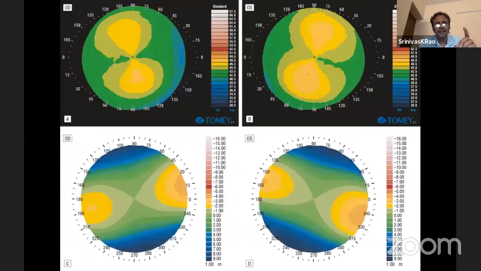The same concept of enantiomorphism will work with elevation data as well. So these are Placido maps. These are the elevation maps of the same eye. You can see that the same concept of folding the paper in the middle on itself, these two maps of astigmatism will also overlap. So the enantiomorphism holds good here as well.